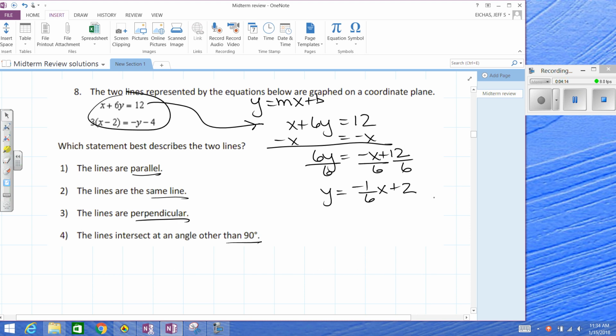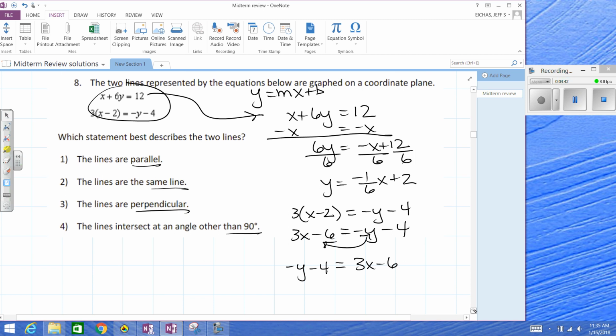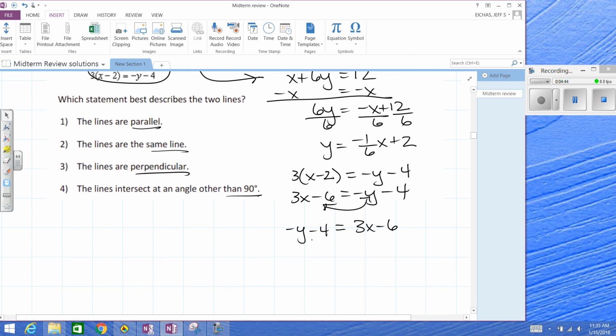Now we look at the other one. There's probably more efficient ways, but I'm not going to mess with students on this. I'll distribute first. Again, there's probably faster ways. Y equals mx plus b, so let's switch this around. All we're going to do is switch sides completely. So negative y minus 4 equals 3x minus 6. Notice I didn't do anything except switch sides.